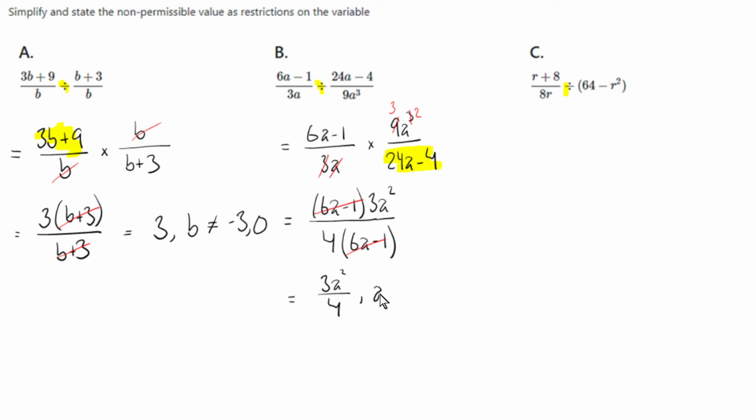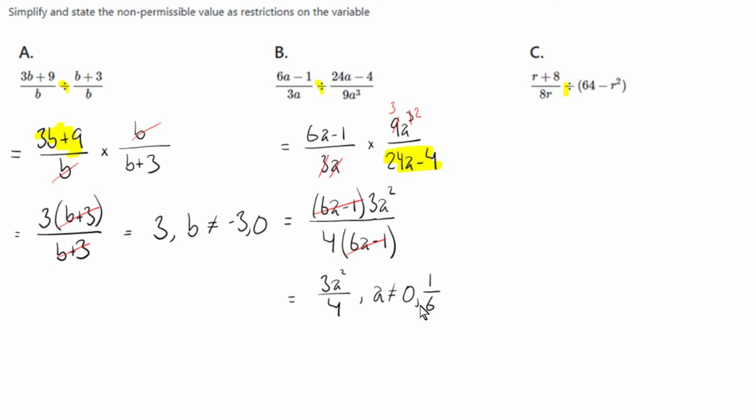And then our non-permissible values. Over here, it's 1 over 6. This is going to be the same thing, 1 over 6. Here it's going to be 0. And those are the only two non-permissible values. Let me just put them in the right order: 0 and 1/6.